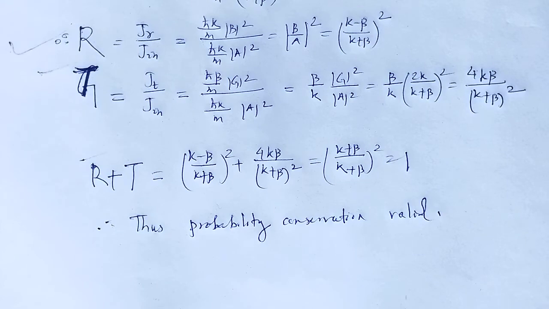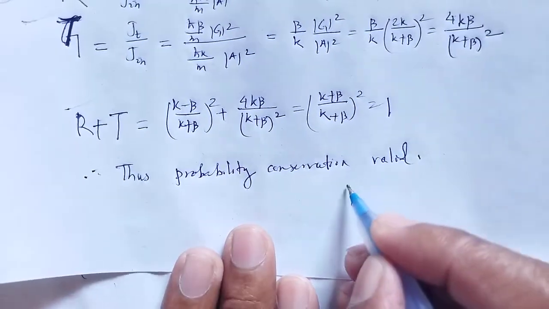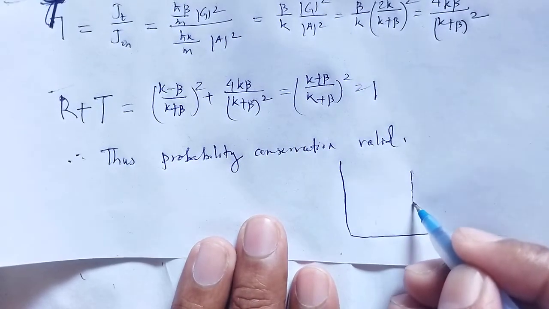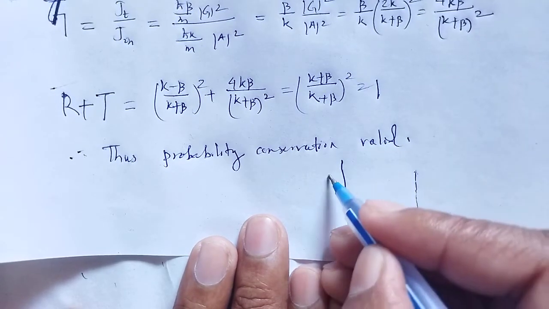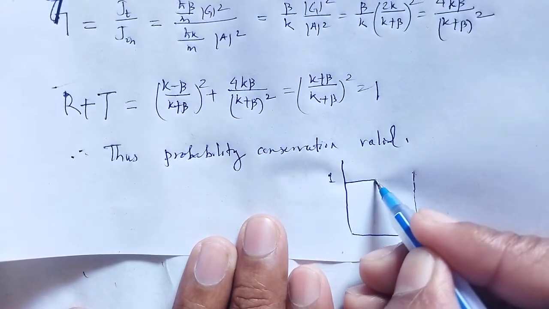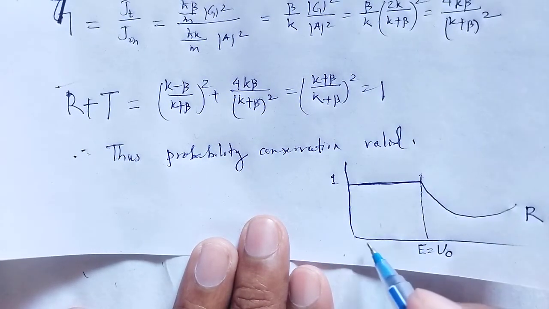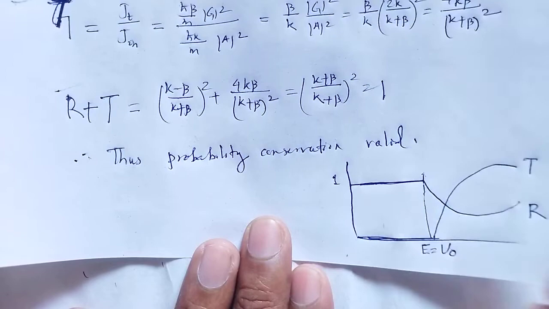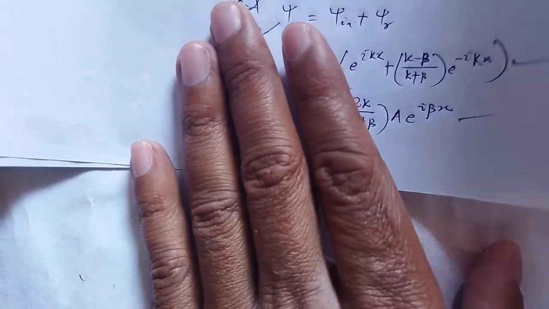So from this case, if we take a graphical view at E equal to U naught, here is the plot. For reflectance, it will be gradually constant, exponentially. This is for reflectance, and this is for transmittance. That is for case number 2.